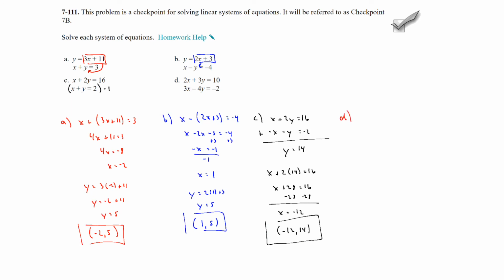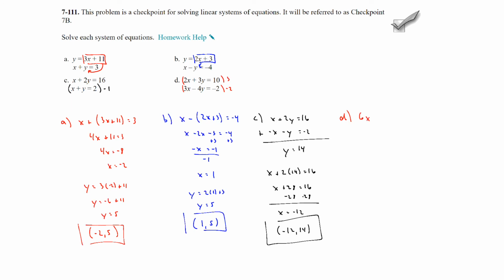And the last one, D. And D once again is set up for elimination. Now this one, your x's and your y's, you're going to have to multiply both equations by something. So 2 and 3's common multiple would be 6, and 3 and 4 would be 12. So I'm going to multiply the top by 3 and the bottom by -2, and that will get my x's to be opposite. So let's see what we get.